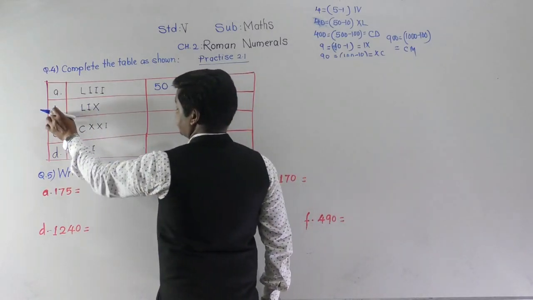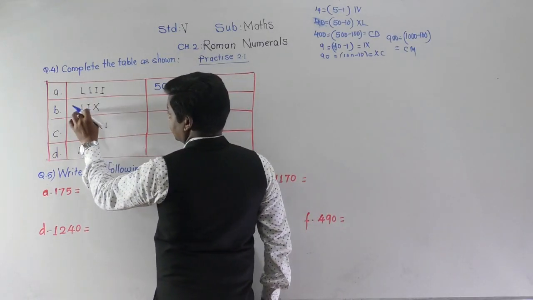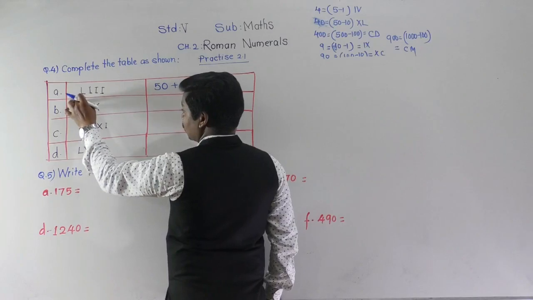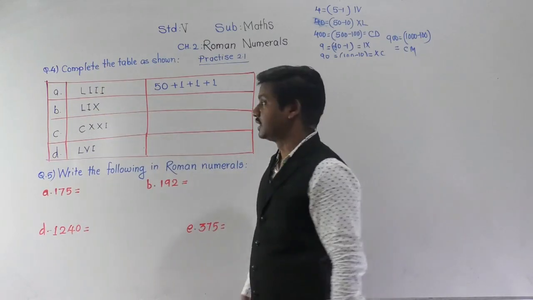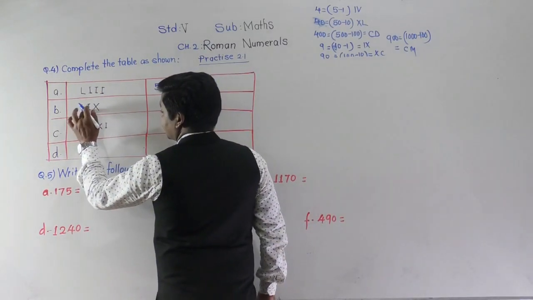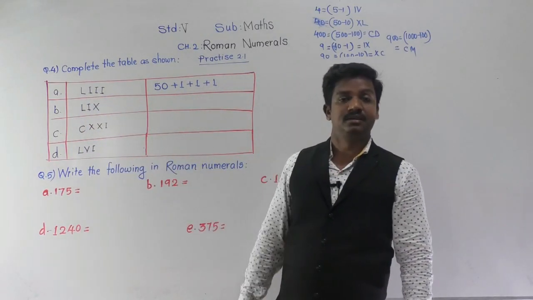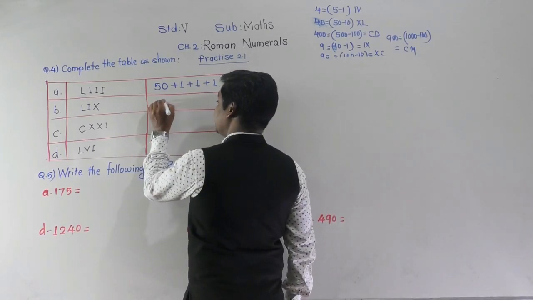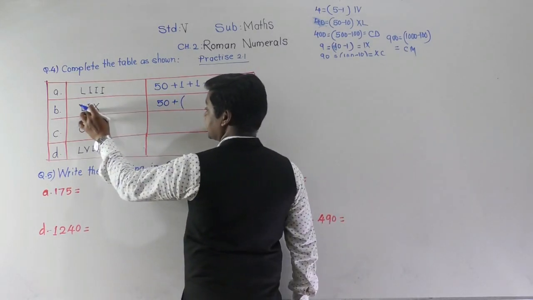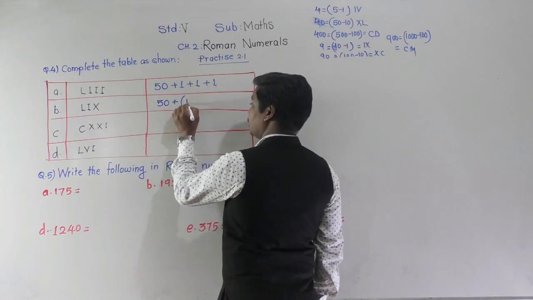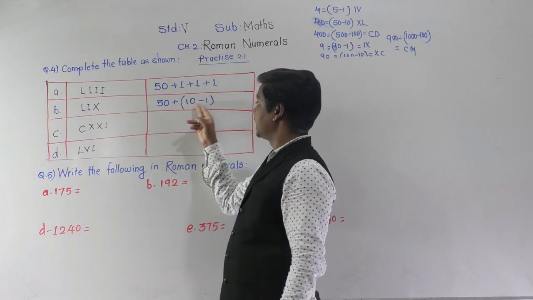See, B1, LIX. Now see this Roman numeral. I is smaller than both L and X, and it appears between these two greater symbols. That means what, you know? The value of I will get subtracted from the next greater symbol. So L means 50, plus IX means what, you know? The value of I will get subtracted from the value of X. That is, the value of X is 10 minus 1. So this can be expanded this way: 50 plus 10 minus 1.